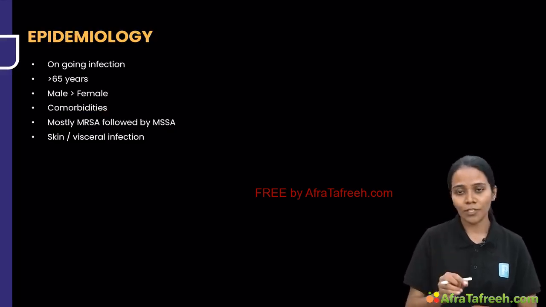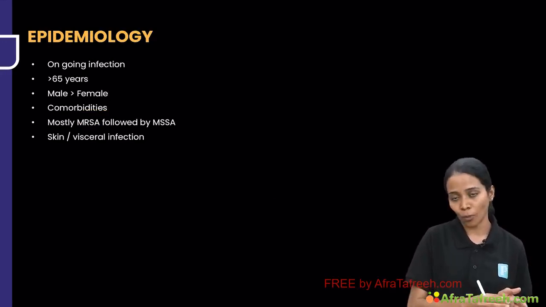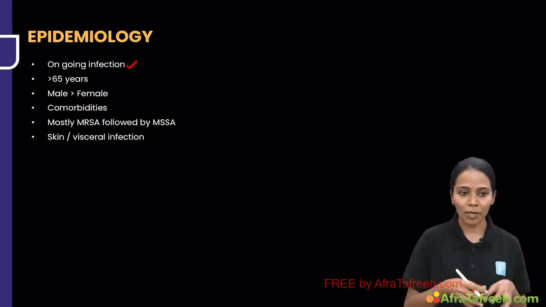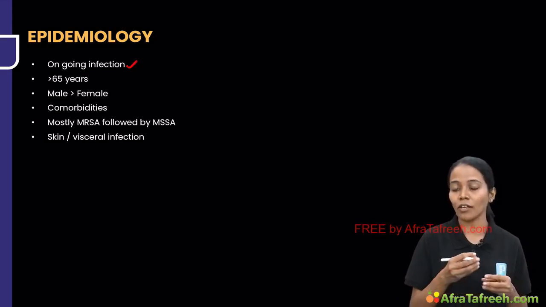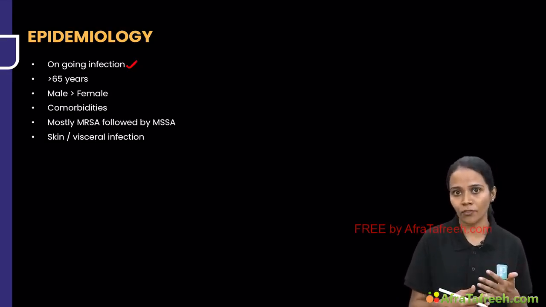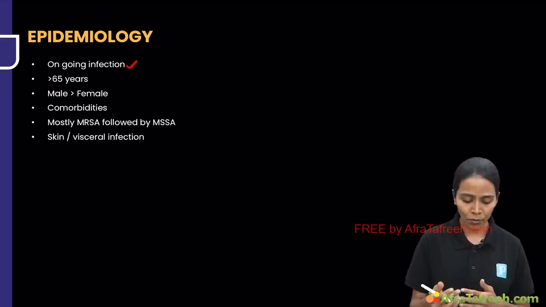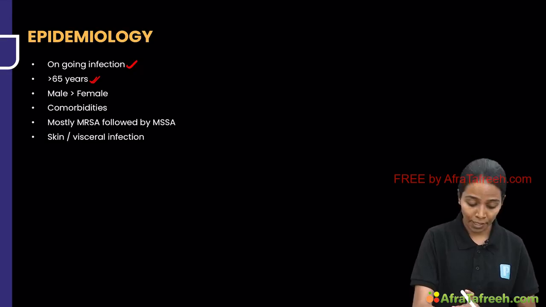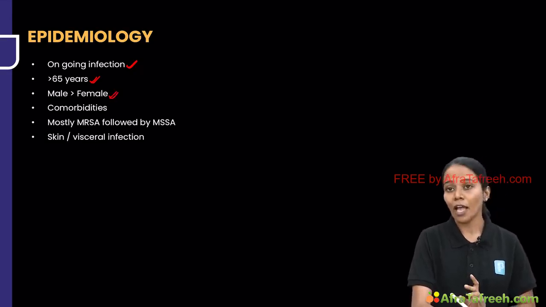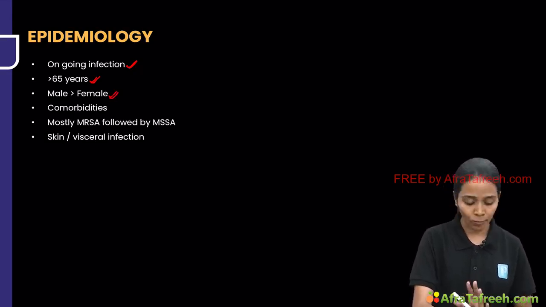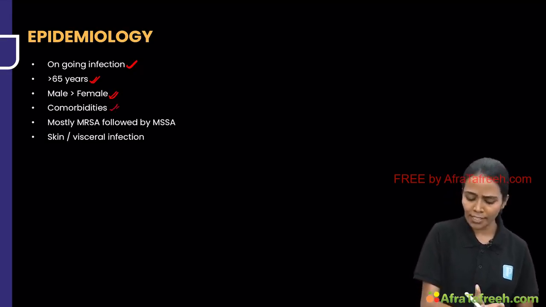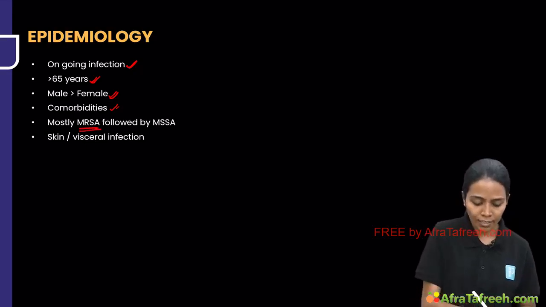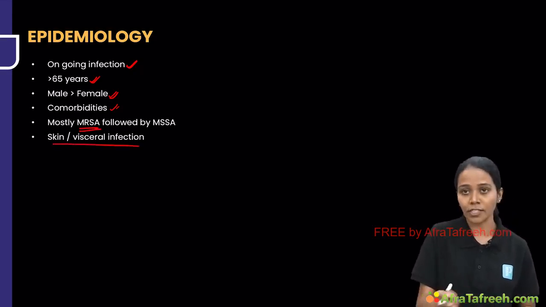So in these patients, unlike in post-streptococcal glomerulonephritis, you can generally see an ongoing infection. That is, the patient might be having cellulitis of the leg or a wound or abscess of the leg, and they are going to come. It is generally seen in more than 65 years, seen in males more than females, and generally in patients who have more comorbidities. Mostly it is MRSA only, like in any other infection. And it is more common in skin or visceral infection.